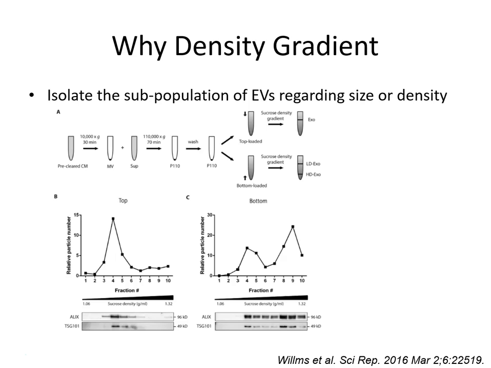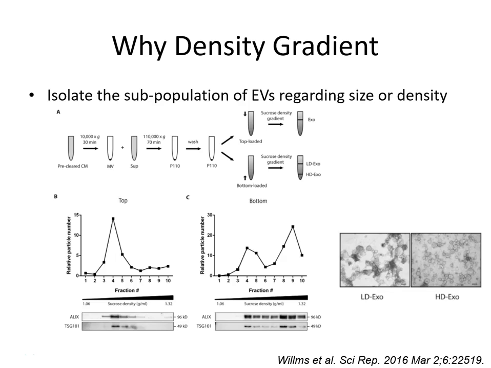Both fractions have EV marker proteins with a slightly broad distribution. Electron microscopy of the two subpopulations of EVs reveals that low-density EVs are slightly bigger than high-density EVs. In conclusion, this study shows that by using density gradient, we can isolate different types of EVs.